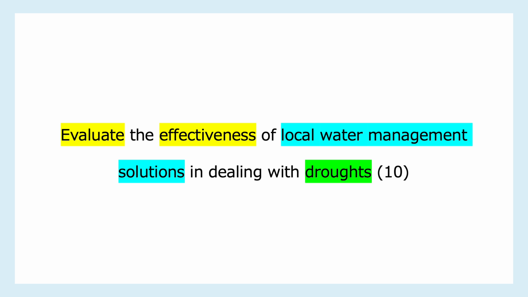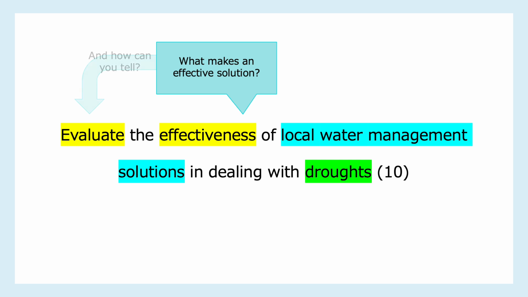So question 2a says, evaluate the effectiveness of local water management solutions in dealing with droughts. So when I'm in my planning time and I'm looking at this question, I'm asking myself questions like, what actually makes an effective solution? And how do you know that it's effective? And that's going to form the basis of my evaluation.